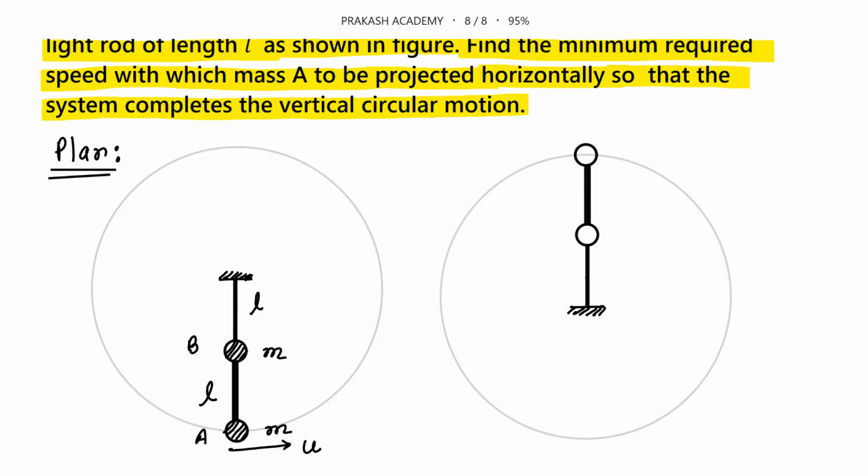Now how will you do this problem? The first thing you have to do is draw the diagram, determine the change in potential energy, determine the change in kinetic energy, and use energy conservation. So let's take a 1 minute break and then we will meet again. You solve this problem.